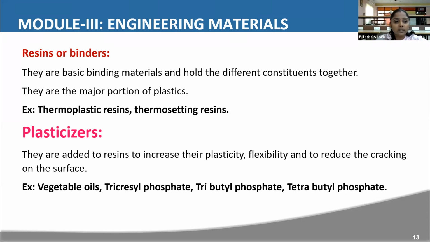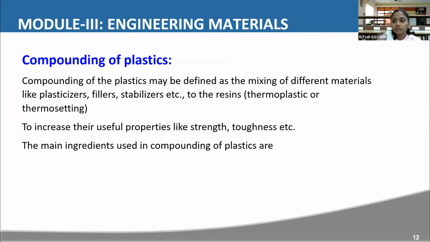Next topic is plasticizers. They are added to resins to increase their plasticity and reduce their cracking on the surface. Examples are vegetable oil, tricresyl phosphate, tributyl phosphate. These are the examples for plasticizers.